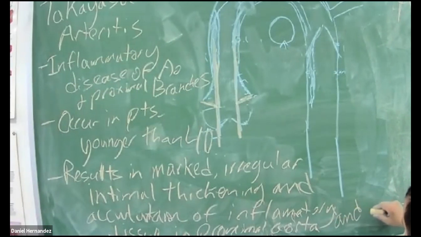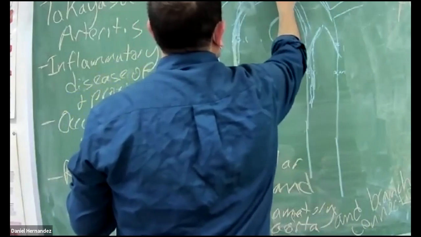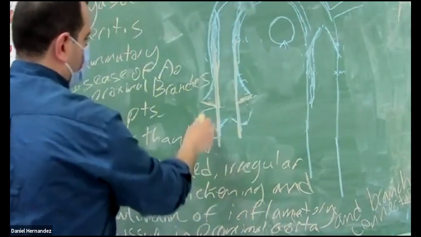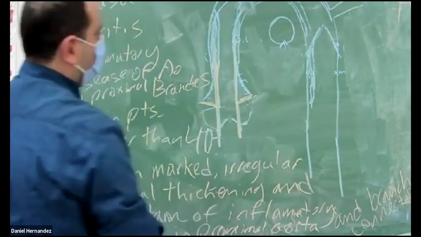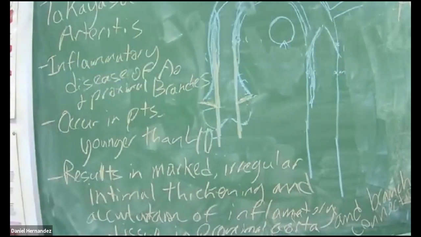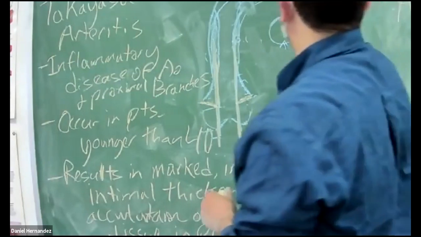And branch connections. So it's going to affect that proximal aorta as well as the branches where the branches connect. So it's going to also affect those connections as well. And also remember that it's going to affect the coronary arteries as well. It will invade the coronary arteries with the thickened intimal layer with inflammatory tissues.